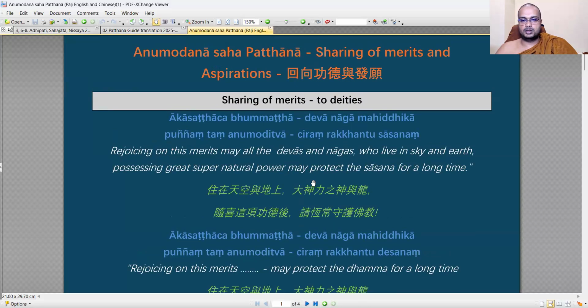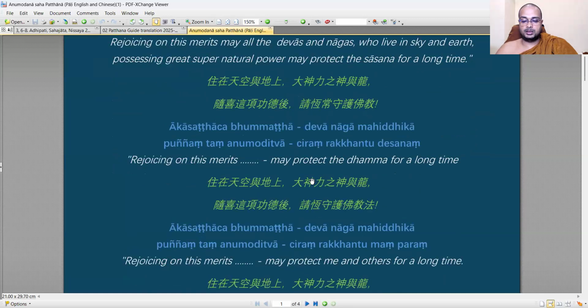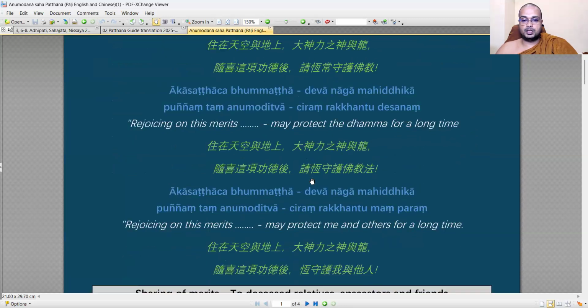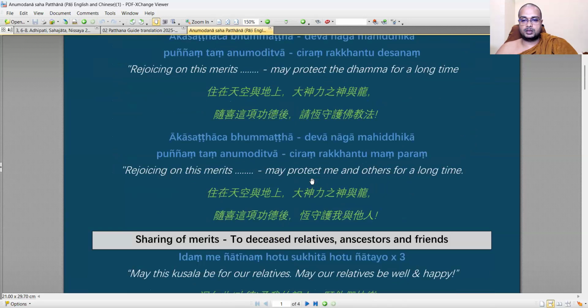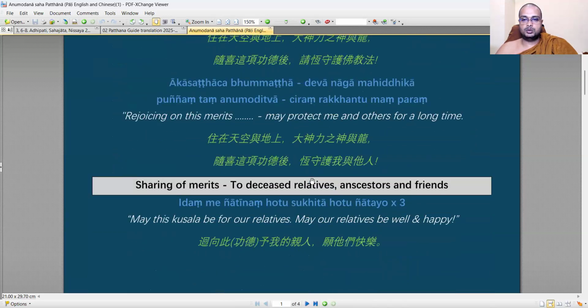Akasatta ca bhummatta devanaga mahiddhika, punyantang anumoditva chirang rakhantu sasanang.